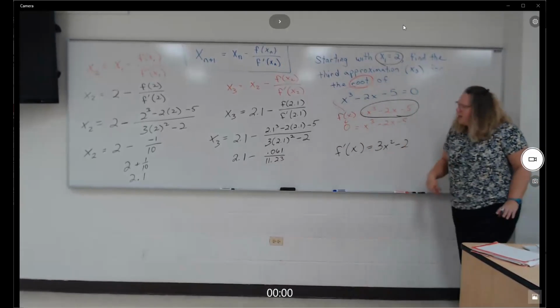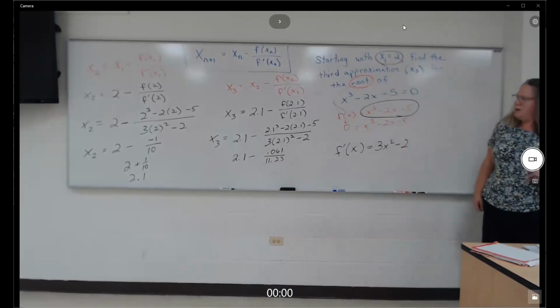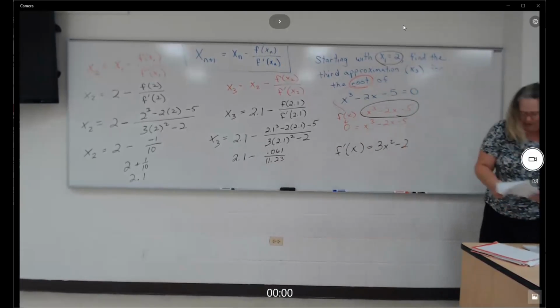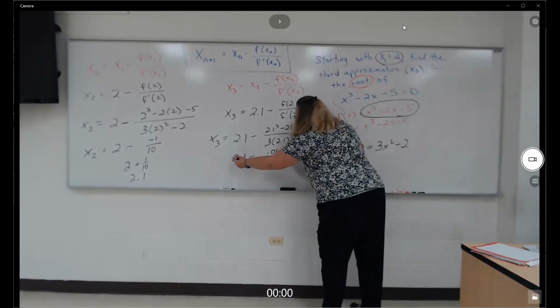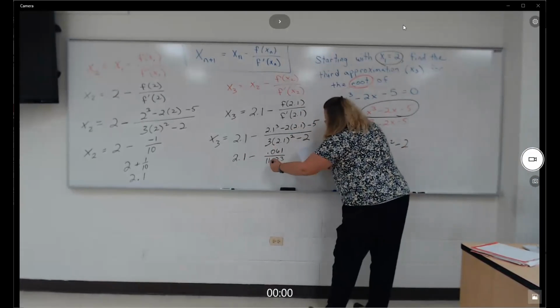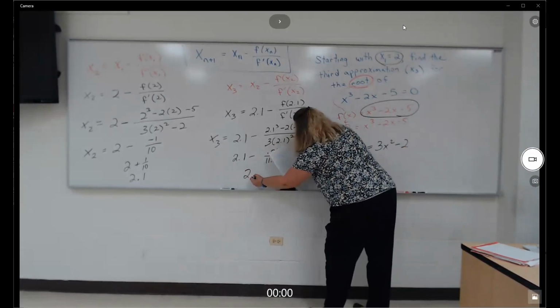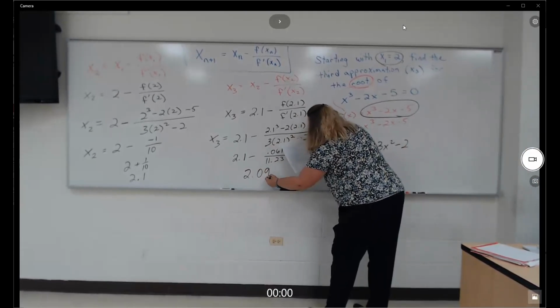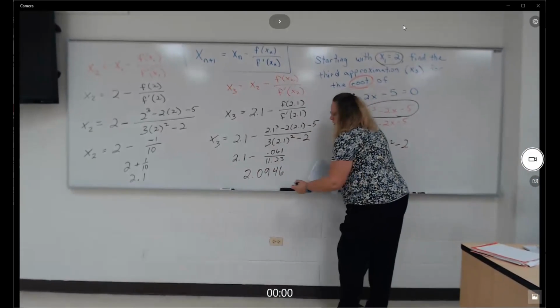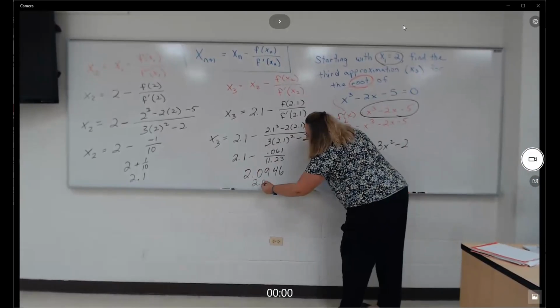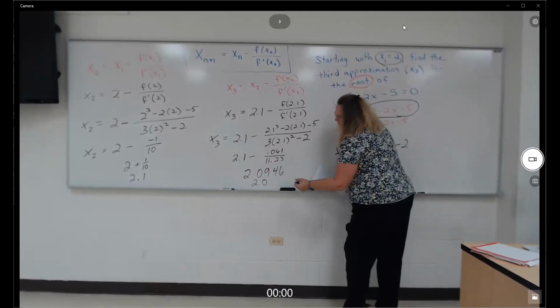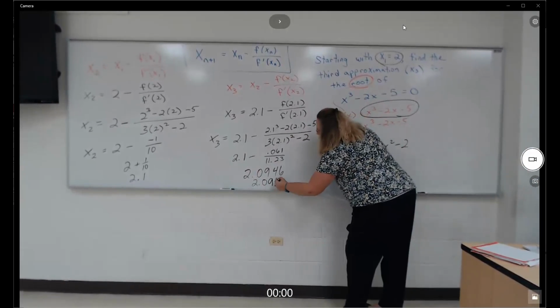So divide that out, 2.1 minus that. So 2.1 minus this fraction. I got something like 2.0946. I think maybe it said something to round to 3 places. So this 6.